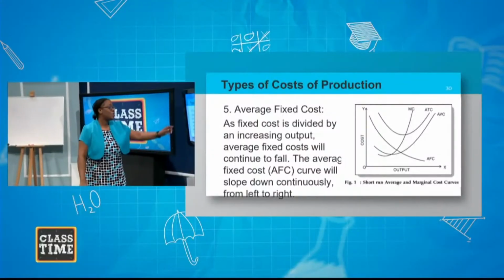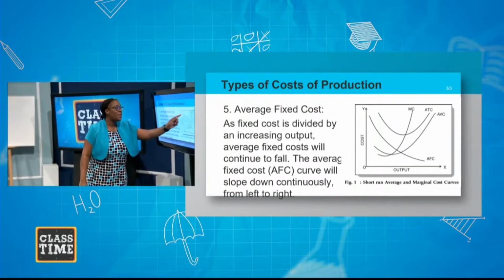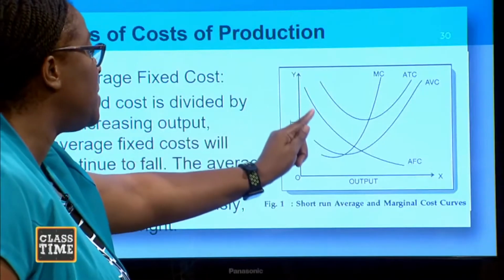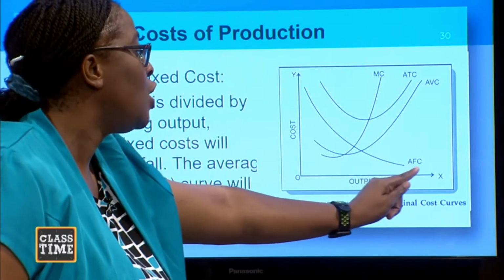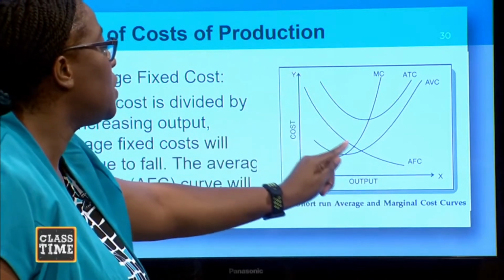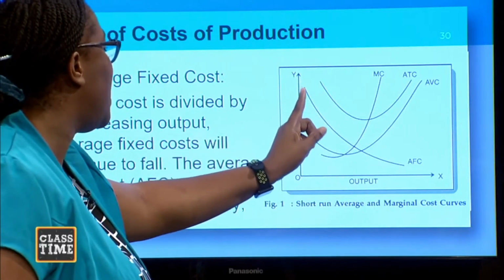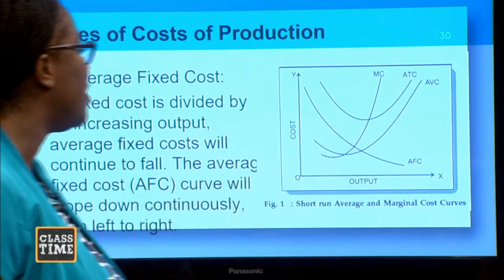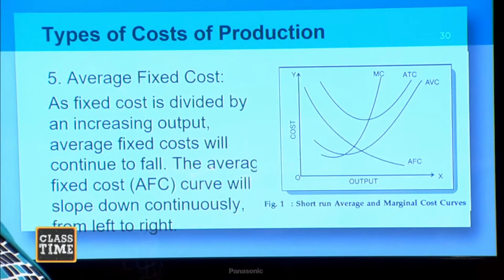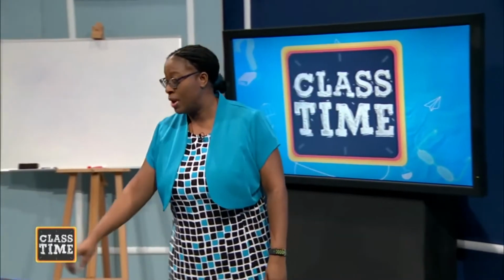All right? So if you notice here on the diagram, your average fixed cost, your fixed cost being divided by an increasing number of output, it will continue to slope from left to right, but it will never go down to 0. It will just continue to slope downwards.